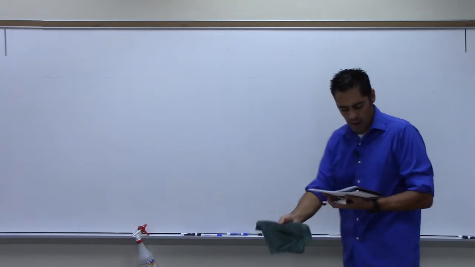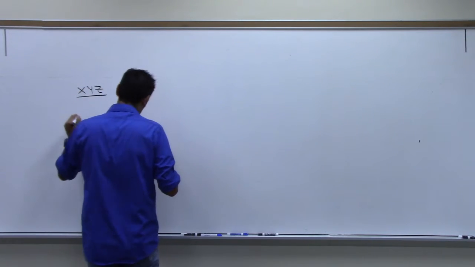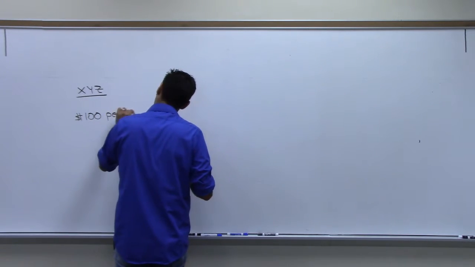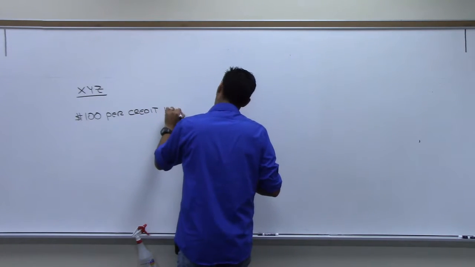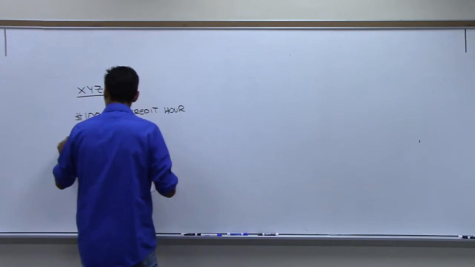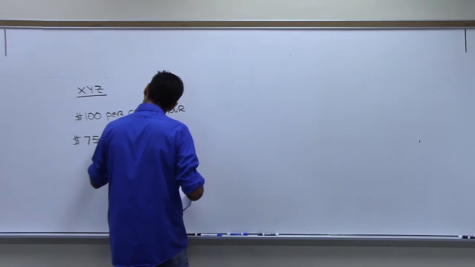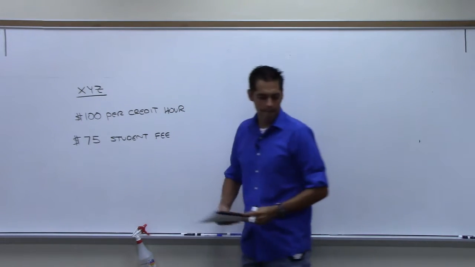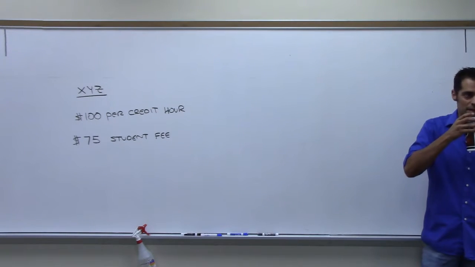Tuition. Let's do tuition at college. There's a college called XYZ, and it is $100 per credit hour, and an additional $75 student fee. It's a pretty cheap college. Can we model this with a linear equation?